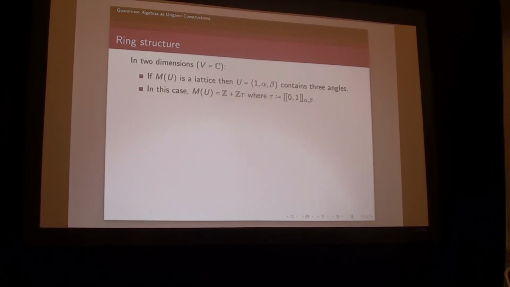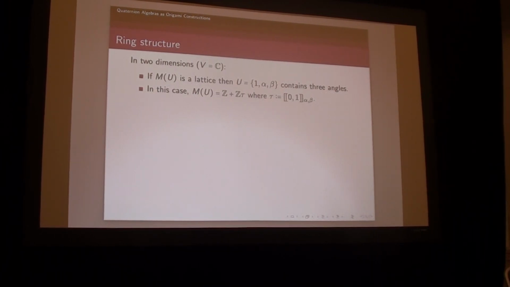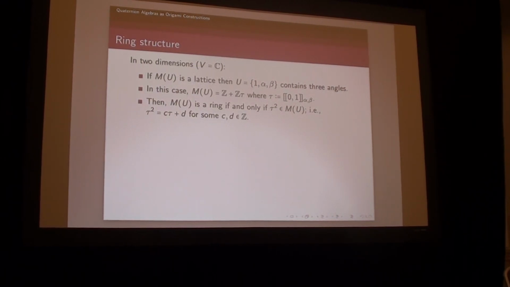In two dimensions, to get our lattice, we need three angles. When we use three angles, the lattice we get is essentially the lattice generated by the intersection point of our two angles that are not the horizontal angle. The alpha and the beta are the two angles that make our intersection point, and that point we call tau. That's the second basis element for our lattice. To tell if this lattice is closed under multiplication, in other words whether it's an order, we need to check whether tau squared is in our set as well, because we need the product of any two elements in our set to be in our set. The other basis element is 1, and 1 times anything is just itself. So that's what we need to check.